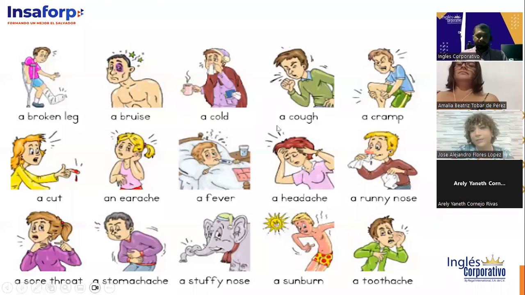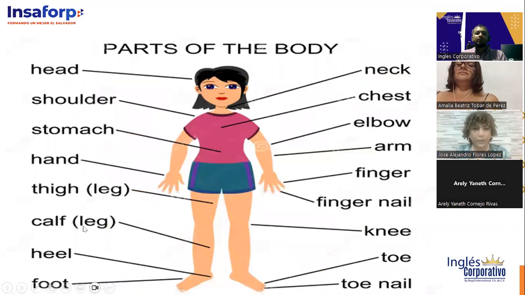Skin. ¿Qué es la diferencia entre shin y calf? That's a synonym. You can say calf or leg. It's just another way to say the same thing.